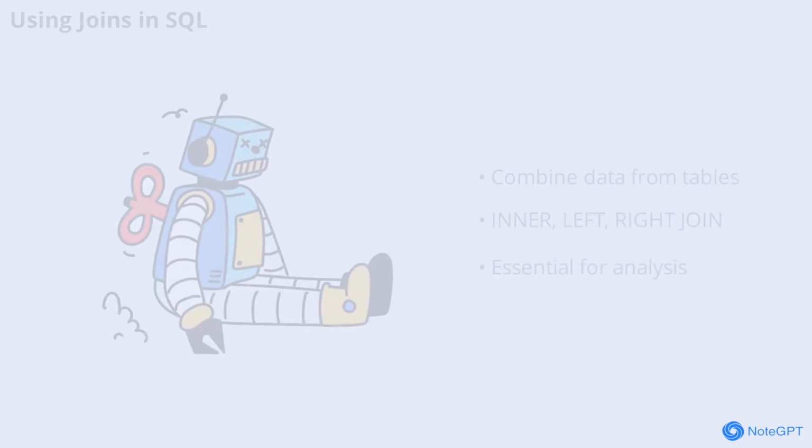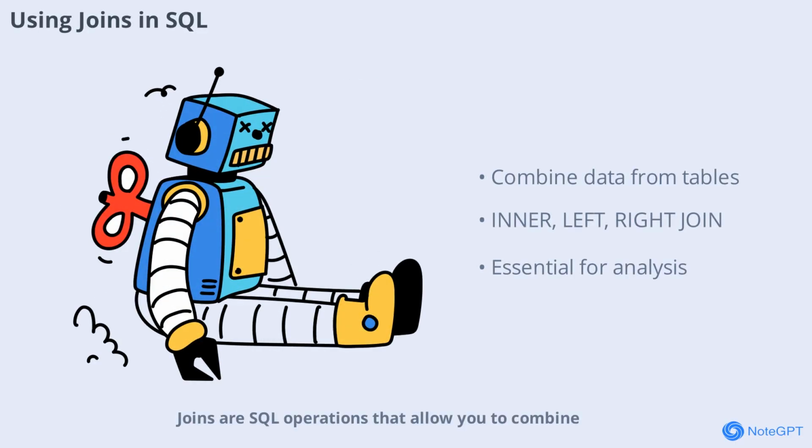Joins are SQL operations that allow you to combine data from two or more tables based on related columns. There are several types of joins, including inner join, left join, and right join, each serving different purposes. Joins are essential for pulling together related information such as customer details and their orders. Mastering joins will help you unlock the full potential of relational databases. Next, we'll discuss transactions and how they ensure data consistency.